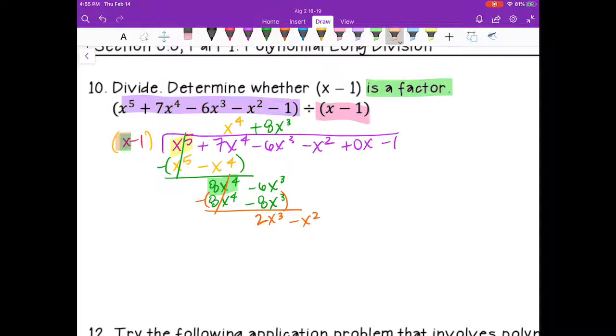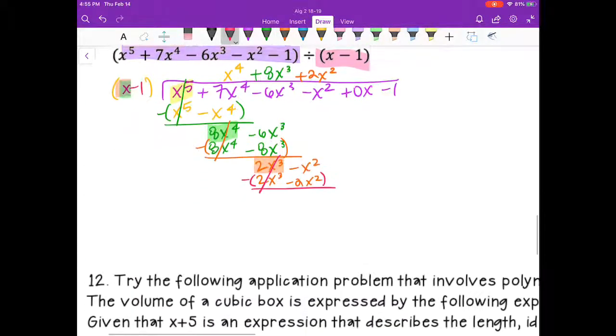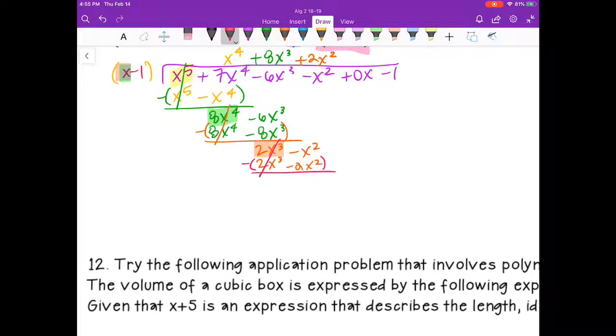What do I multiply x by in order to get 2x cubed? Well, that would be 2x squared. 2x squared times x, I get 2x cubed. 2x squared times -1, minus 2x squared. And I subtract. My 2x cubes cancel. Negative x squared minus negative 2x squared gives me a positive 1x squared. I bring down that 0x.